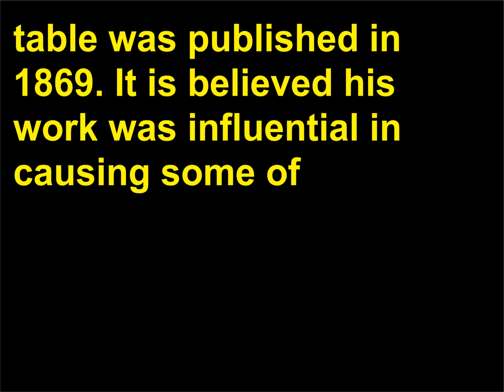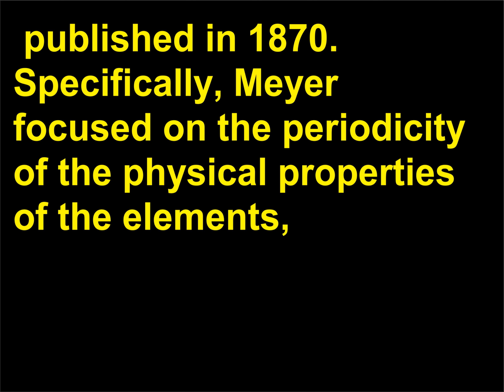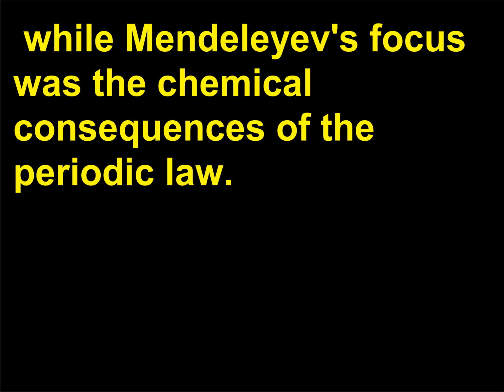It is believed his work was influential in causing some of the revisions Mendeleev made in the second version of his periodic table, published in 1870. Specifically, Meyer focused on the periodicity of the physical properties of the elements, while Mendeleev's focus was the chemical consequences of the periodic law.